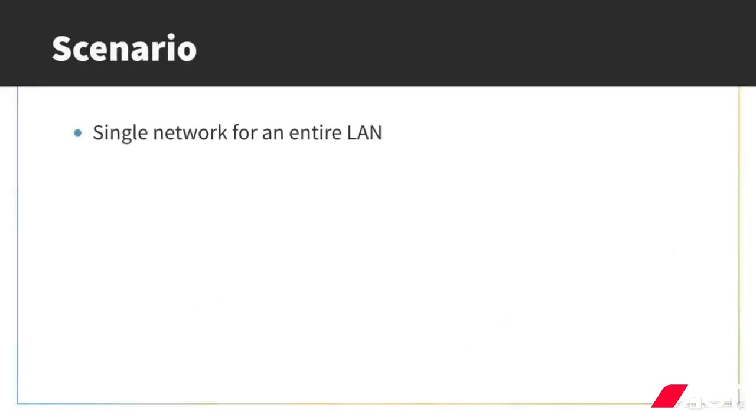Think of a scenario in which there is only one network for an entire LAN. Once malicious users gain access to the network, they can scan the whole network and obtain the details of all its hosts. Therefore, splitting a network into multiple sections is one of the best network security practices.